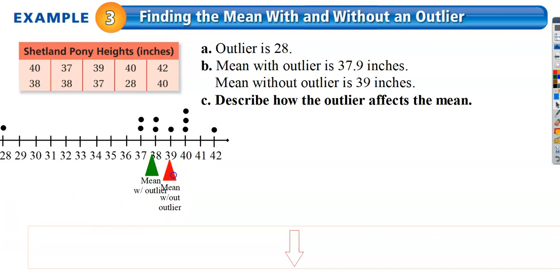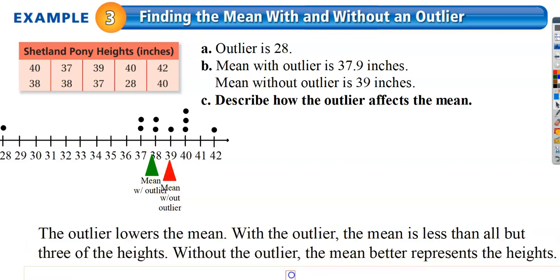And this just makes more sense because it seems to represent the data better. So here's what I'm going to tell you. This outlier lowered the mean because the outlier itself was so much lower than all the data points. With the outlier, the mean is less, and now it says it's less than all but 3.